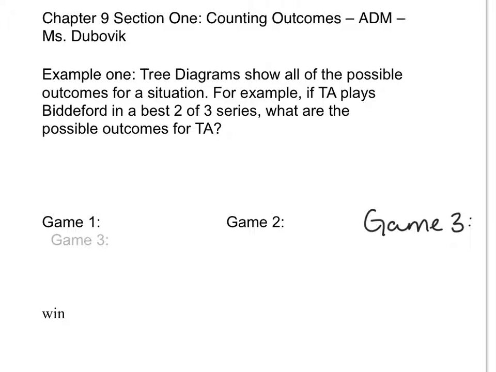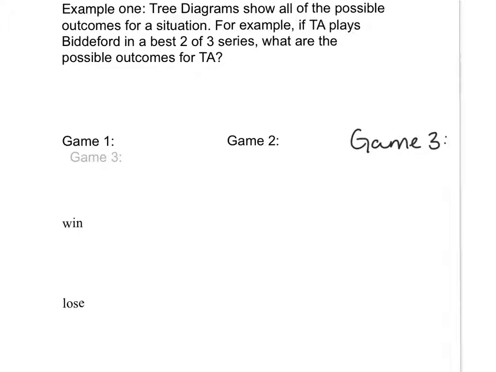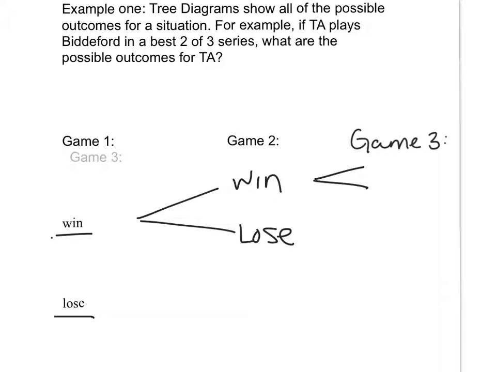for TA? So the first thing that we do is we want to say that we're either going to win or we're going to lose the first game. From there, during our second game, we also could either win or we could lose. Then if we just go through the combinations for the third game, we could either win or lose after winning the first 2, or we could win, lose, and then win or lose the next one.